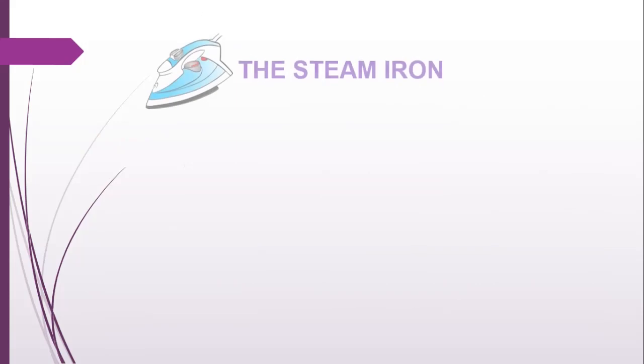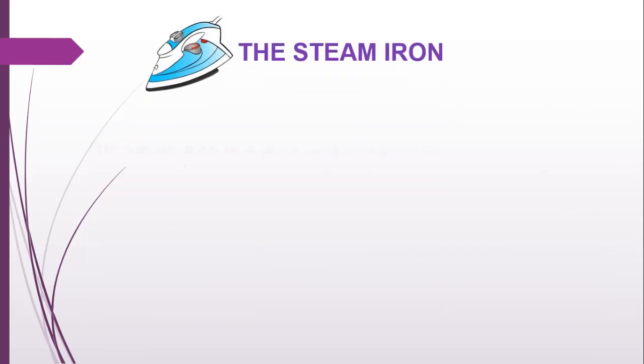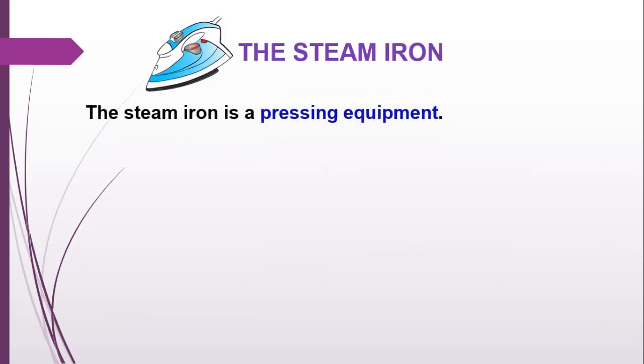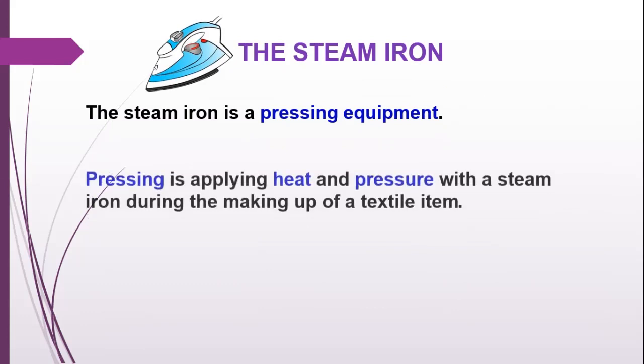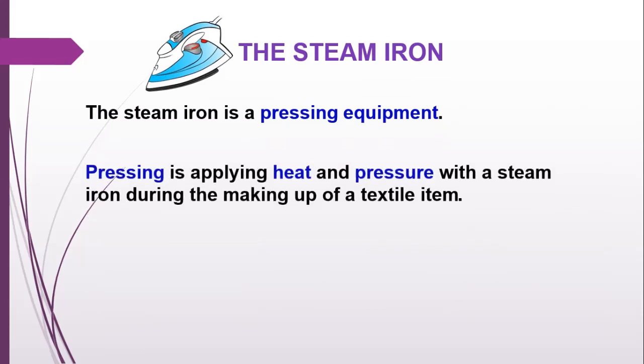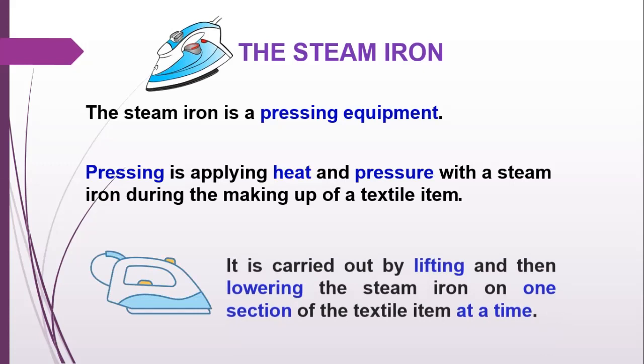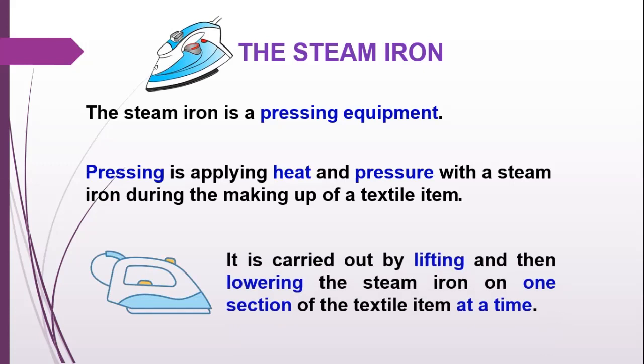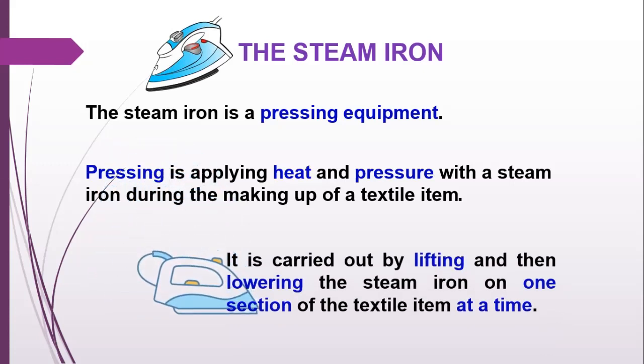Let us see about another equipment, namely the steam iron. The steam iron is a pressing equipment. Pressing is applying heat and pressure with a steam iron during the making up of a textile item. It is carried out by lifting and lowering the steam iron on one section of the textile item at a time.